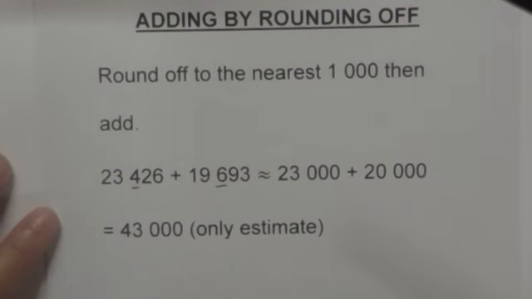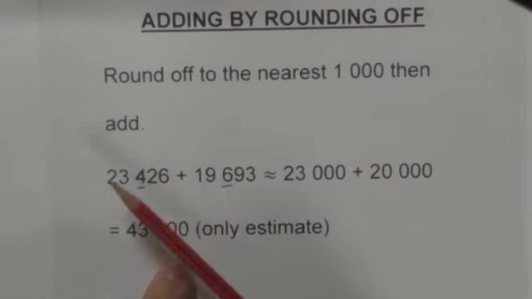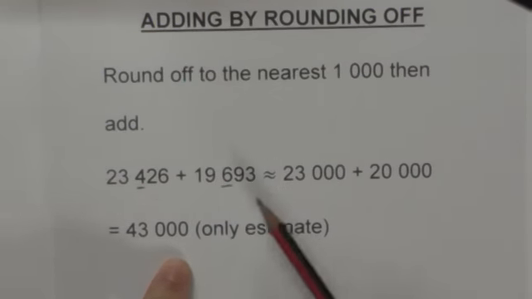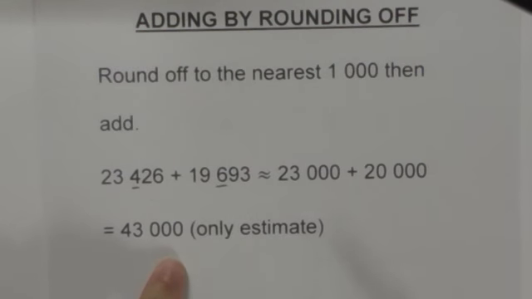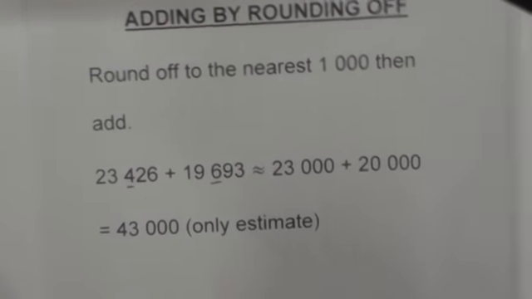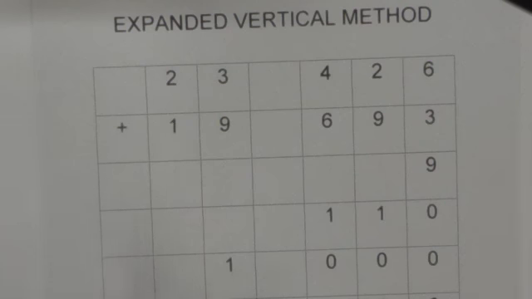over to 20,000. Then I can add these two numbers and it will give me 43,000. Now, very important to remember, this is not the answer for adding these two numbers. It is only an estimate of what my answer will be. This is the answer for adding up my rounded off numbers. Right, next method is my expanded vertical method.